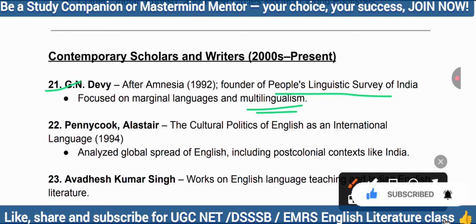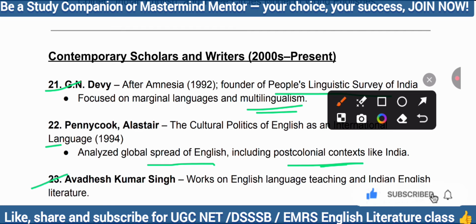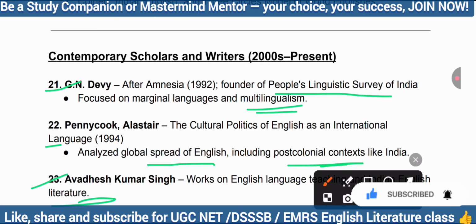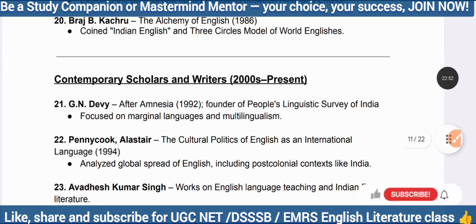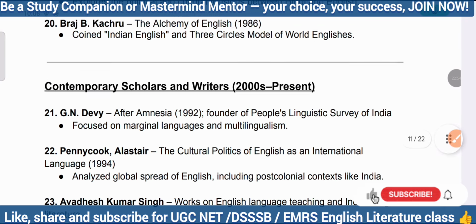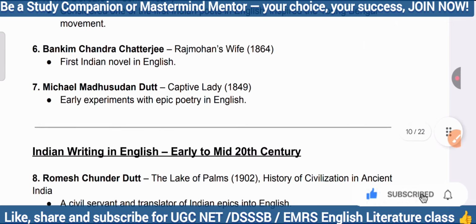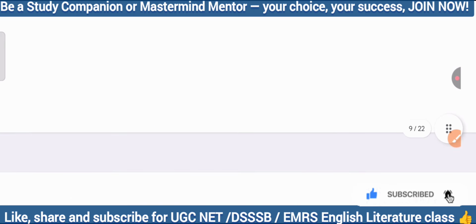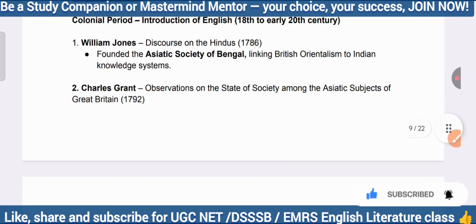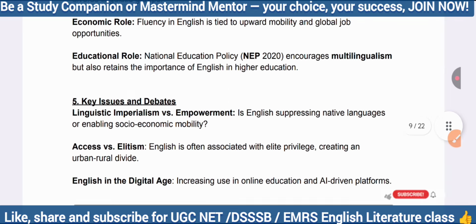Alastair Pennycook, The Cultural Politics of English as an International Language, 1994, and he also analyzed the global spread of English, including the post-colonial context like India. Then Avadhesh Kumar Singh we have, who works on English language teaching and Indian English literature. Okay, so these were the writers. These were the important contemporary scholars, contemporary writers, post-independence writers, and pre-independence writers who supported English and started writing their work in English or using translation.